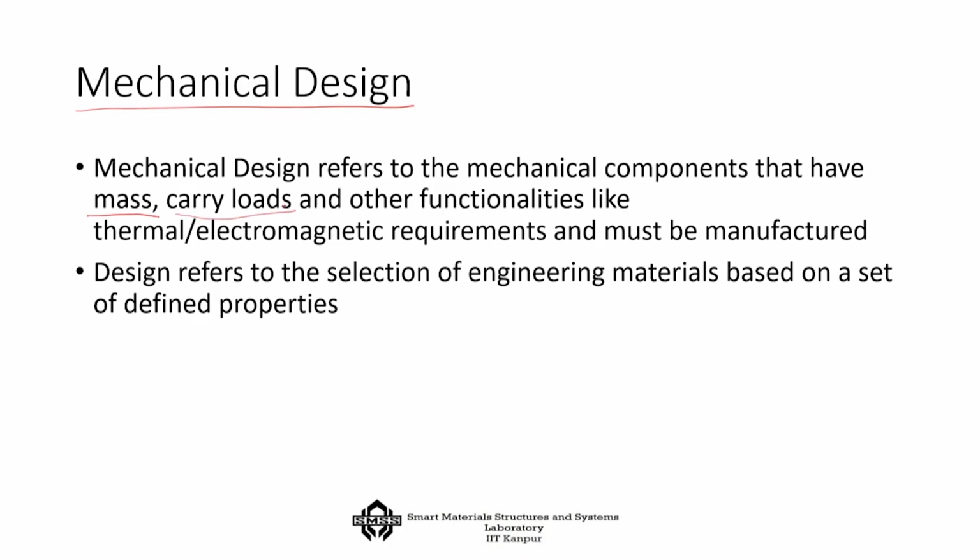In other words, it should be able to sustain some loads and maybe additional functionalities like say some thermal requirement, some electromagnetic requirement, and also at the end do not forget that it has to be manufactured. The design now has to give birth to a complete product, you cannot keep it as a concept. So, at this stage our design will refer to the selection of engineering materials based on a set of defined properties. What are these properties? I will come to it in a minute.